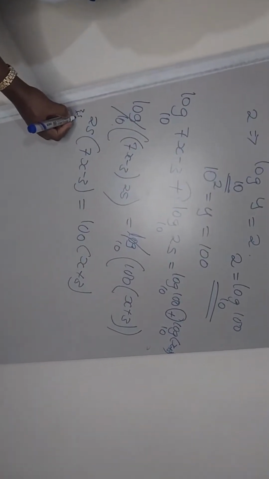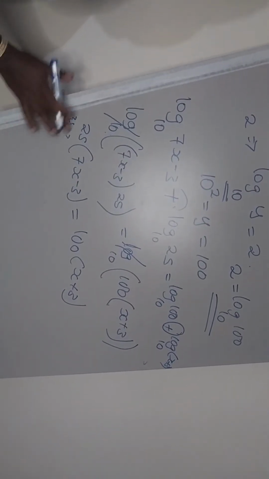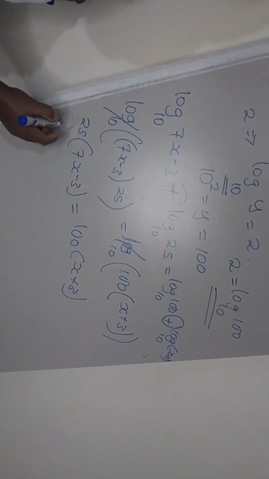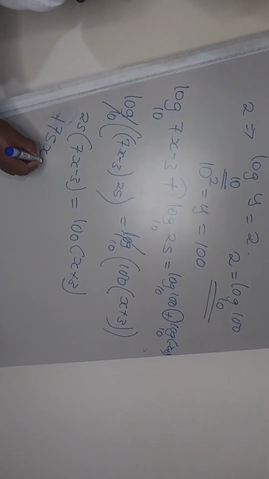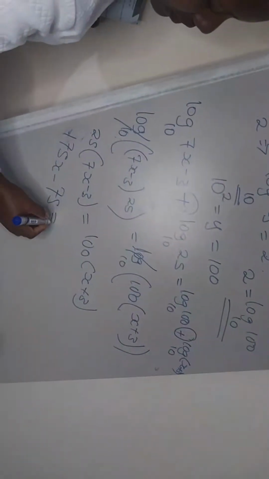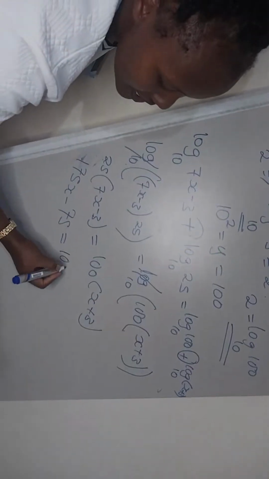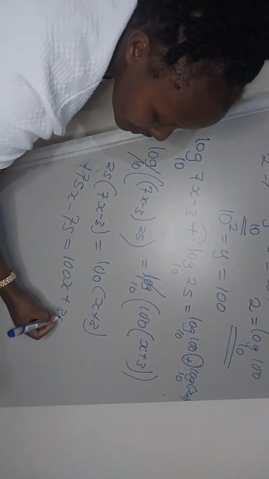Now, I do not have a calculator here. You'll allow me to go through the long way. So this simply becomes 25 times 7, which is 175x, minus 25 times 3, which is 75, is equivalent to what? 100x, plus 100 times 3, which is 300.